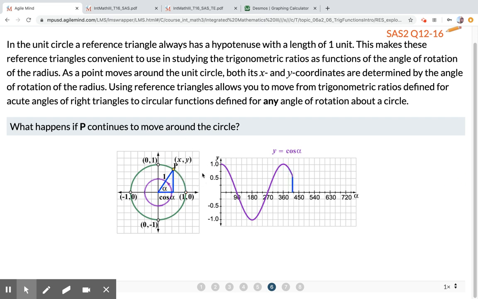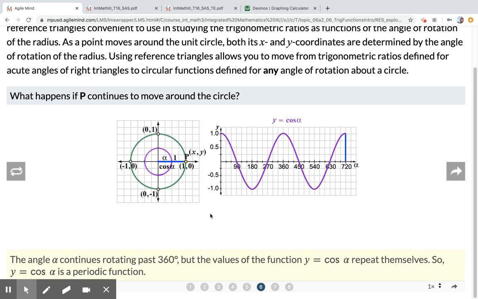Oh, we'll keep it going. Why not? What if I do another rotation? Ooh, so pretty. I love the purple. Guys, it's a periodic function. Because check it out. I did 1 full rotation, and after 360 degrees, I started to repeat myself all over again. That's right. Cosine is a periodic function. I bet you're not shocked by that.